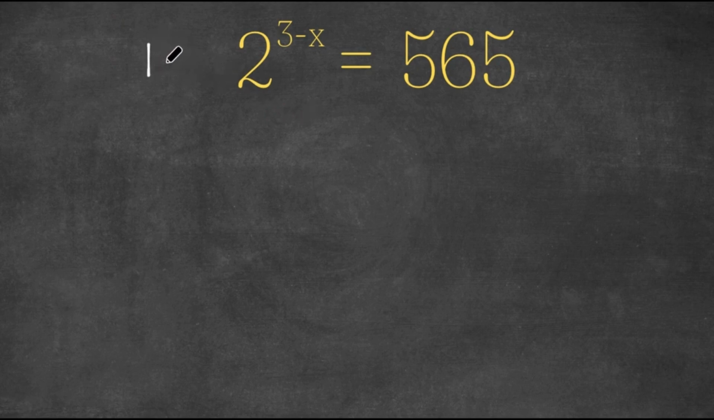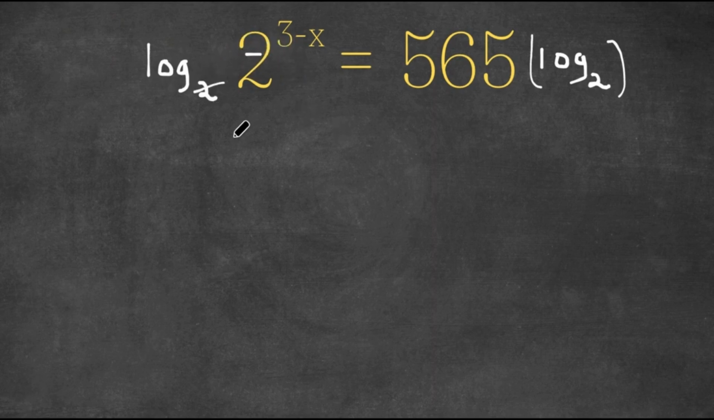So if I take the log of base 2 on both sides, then these two would actually cancel out because the log is the inverse of the exponent. So on our left-hand side, I would simply have 3 minus x, and on the right-hand side, I would have log base 2 of 565.